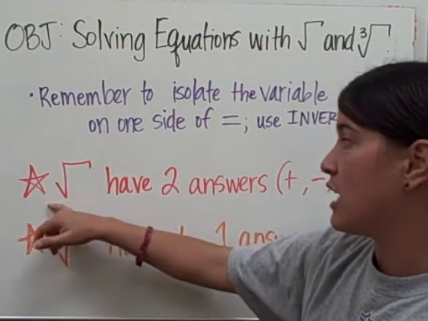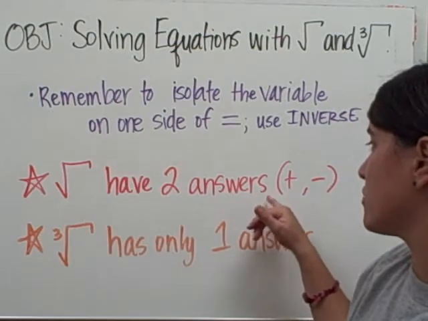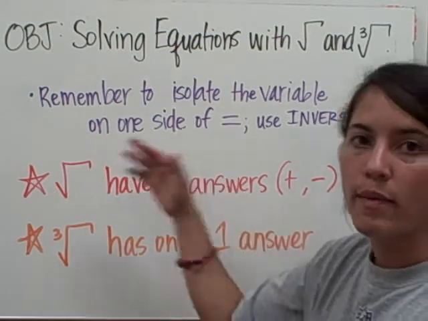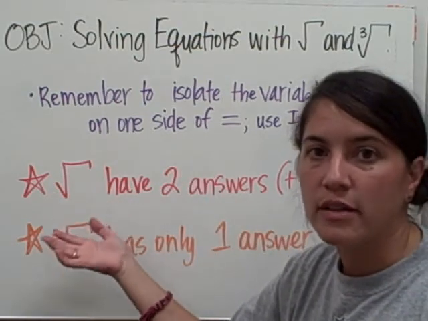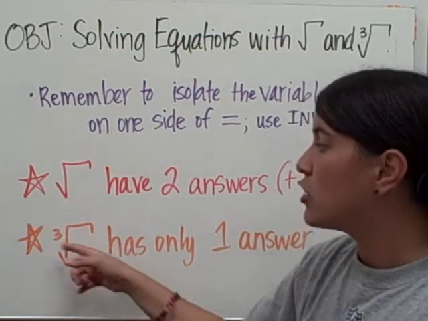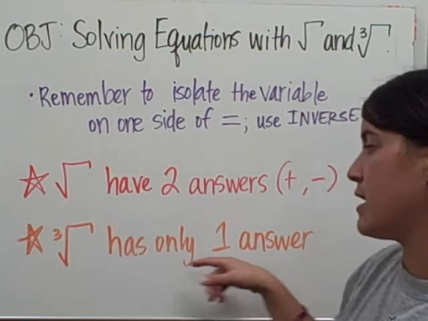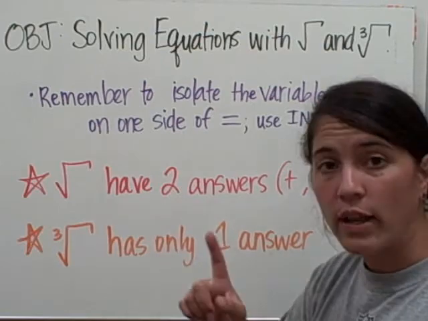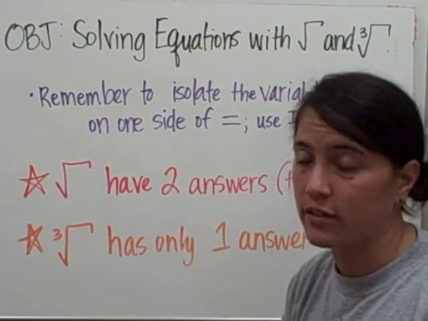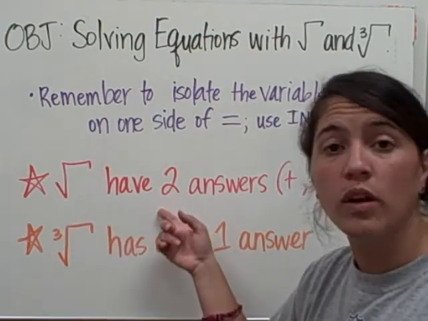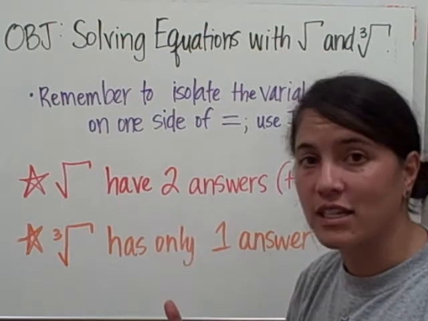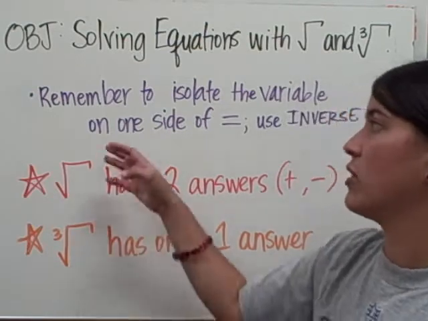A couple of key things. Square roots have two answers, a positive and a negative. Way back when we did square roots, we talked about how there's a positive root and a negative root. Cube roots have only one answer. It's either positive or negative. A square root has two answers, a positive and a negative answer. So we're going to be working with those today.